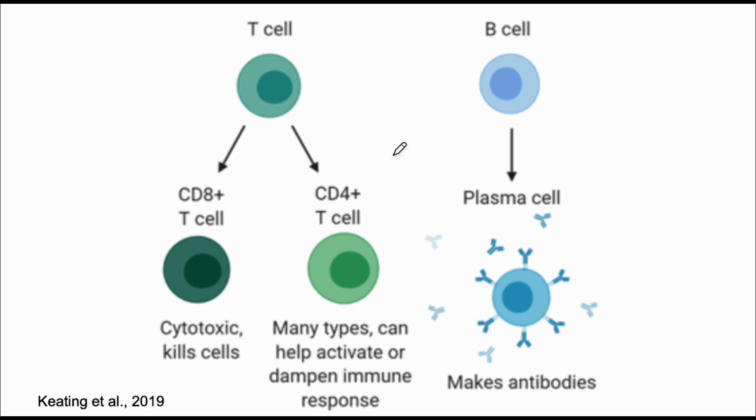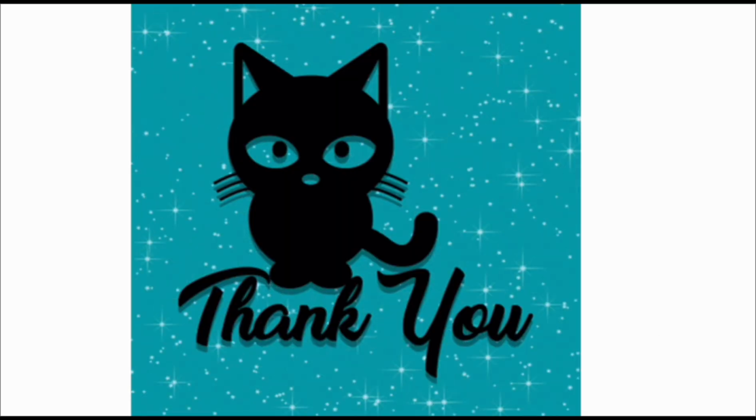This diagram illustrates the functional differences that are reflected by the surface markers we just talked about. While they look the same, their jobs are very different. T cells, like CD8 plus cytotoxic T cells and CD4 plus helper T cells, are involved in cell-mediated immunity. B cells differentiate into plasma cells, which are the body's factories for making antibodies. We identify and count these different populations using those specific monoclonal antibodies.